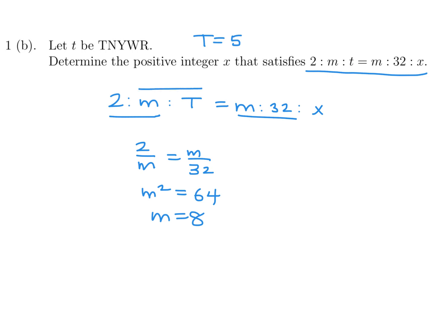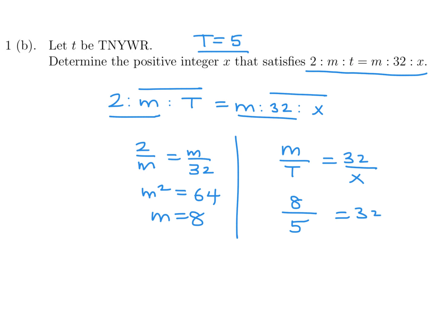And then we can use those guys. So m over t would be the same as 32 over x. Now m we just figured out is 8. t we know is 5 from the previous question. So that means we can figure this out. 8x would be 5 times 32. So x would be 5 times 4, and therefore x is 20.